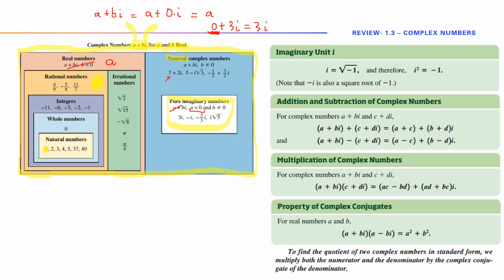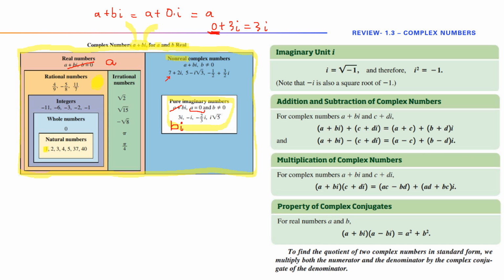To be a pure imaginary number, it has the form bi. For a non-real complex number, it has the form a plus bi, and b has to be different from 0. If b equals 0, then what? Then we have a real number.